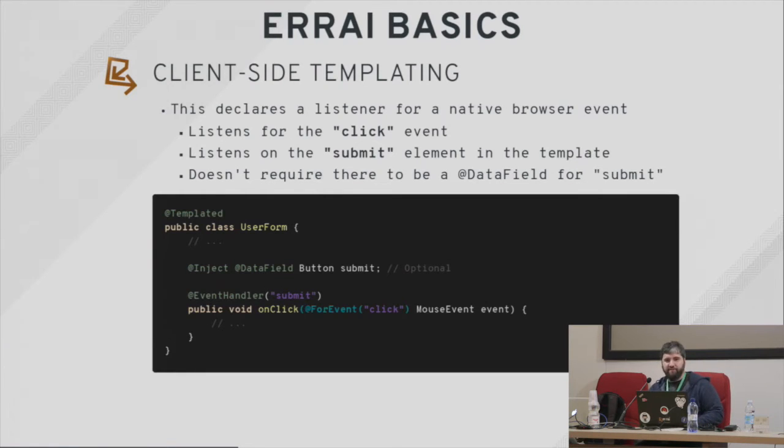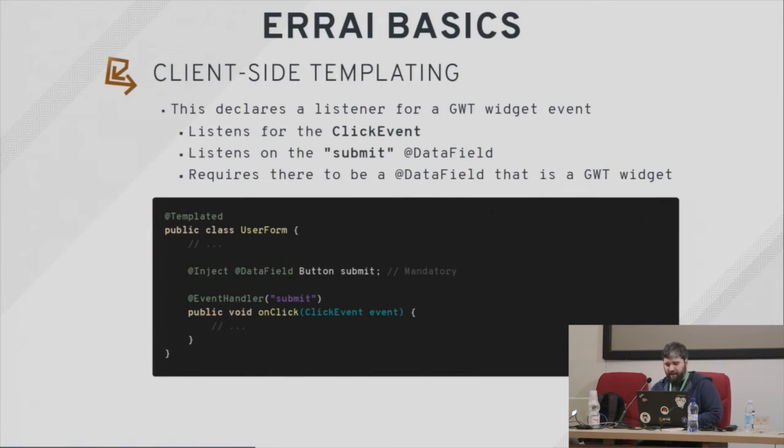And because in the DOM API, interfaces like mouse event correspond to more than one kind of browser event. For example, a mouse event is used for a click, but it's also used for a double click. So we use this for event annotation to declare that this handler is specifically just for a click event. And this is also compile time safe in that if you change this for event to some event type that isn't valid for a mouse event, like a value change event, say, then that would cause a compilation error.